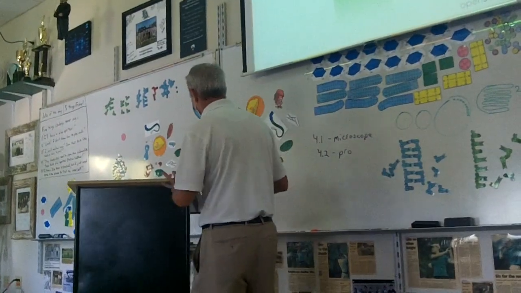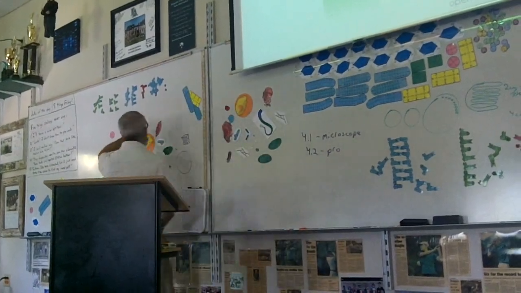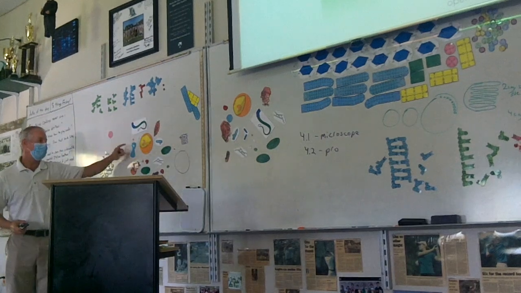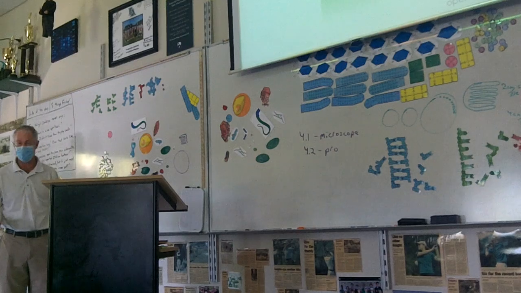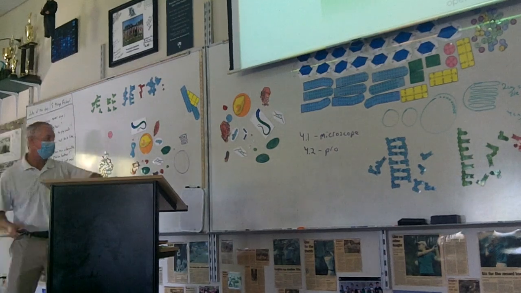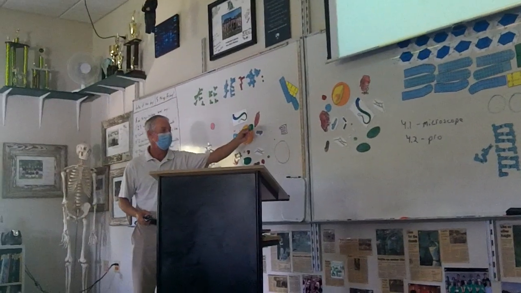Okay. Yes. So you can see I have cell part magnets. You got to be able to identify each part and tell what it does. That's what we're going to work on. I'm about to put you in groups. You go up there, you point to that, and you say what?